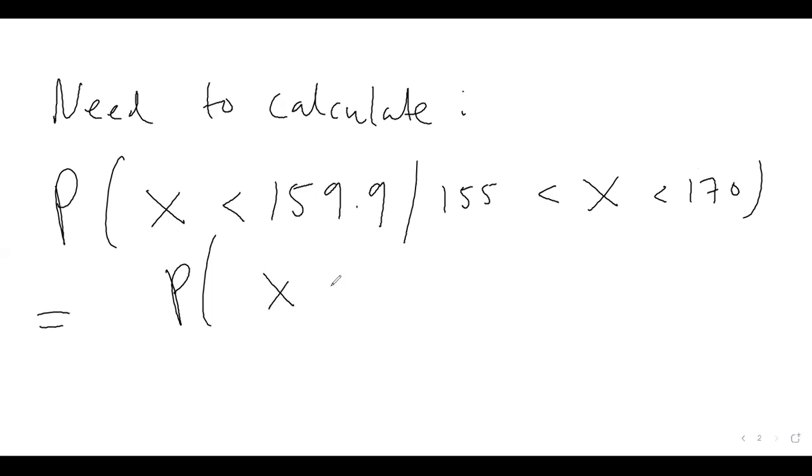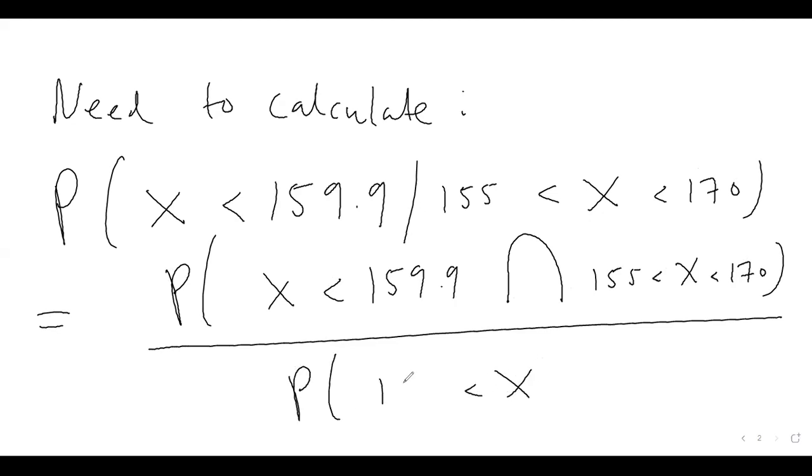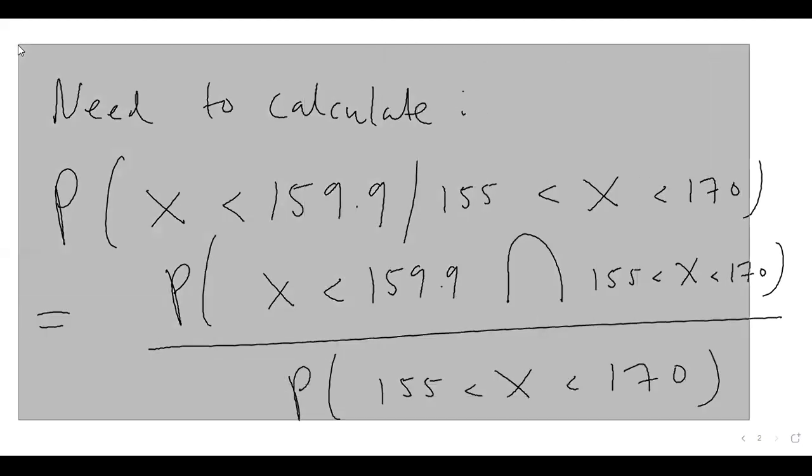So it's the probability that we select someone with a height less than 159.9, and so intersection or and, you can think about it like and their height is trapped between 155, sorry, that should be a less than sign, between 155 and 170, divided by the probability that their height is between 155 and 170. So that's kind of the calculation that we want to do.